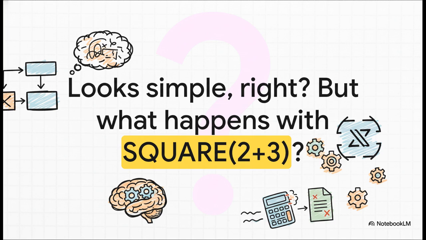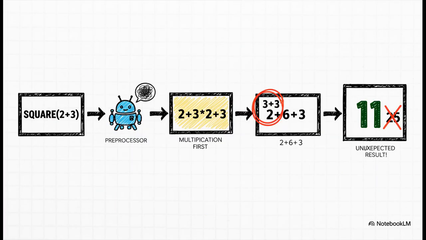So what do you think the preprocessor is actually going to do here? And, surprise, the answer is 11. Why on earth is it 11? Well, you have to remember, the preprocessor is just doing a dumb text replacement. It literally substitutes x with 2 plus 3, which gives you the expression 2 plus 3 multiplied by 2 plus 3. Because of the standard order of operations, multiplication happens first, so you get 2 plus 6 plus 3, which equals 11. A totally unexpected and wrong result.